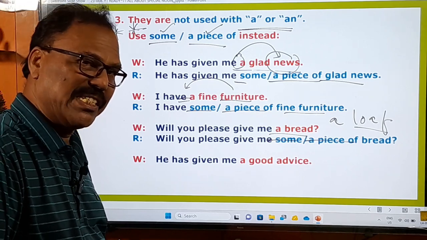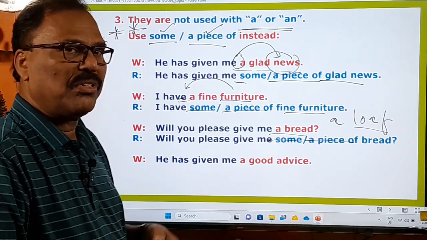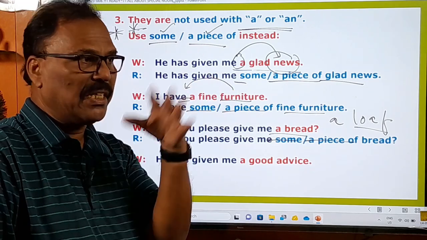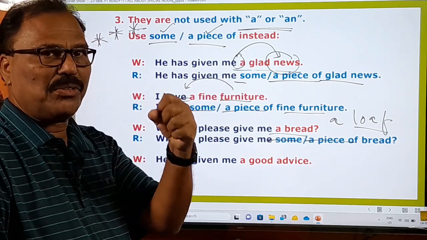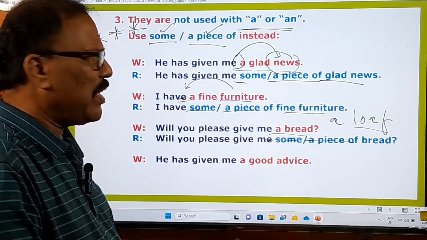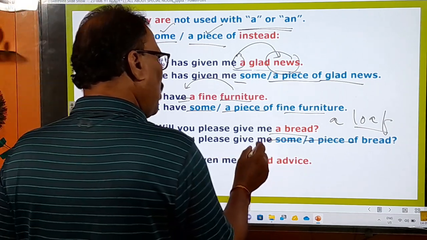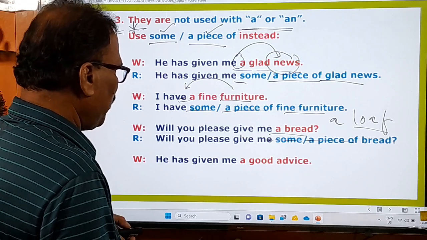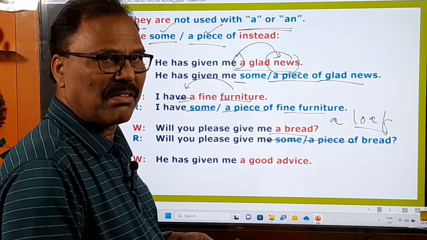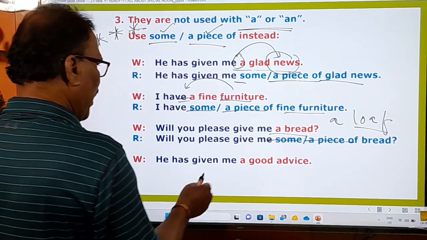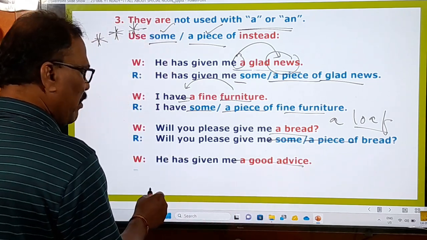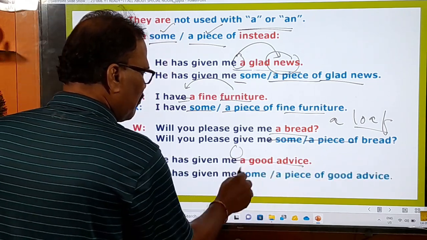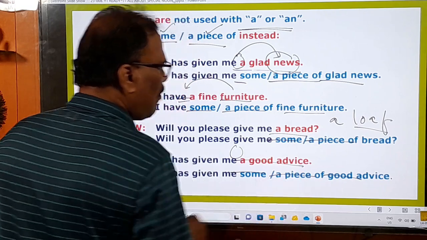Wife, wives. So while talking about the number in the English language, singular number, plural number, I would like to explain all those things to you. Don't worry about that. But keep watching all my videos. You can learn so many things. But unfortunately, people are lacking in patience. Okay. Right. A good advice. He has given me a good advice. Don't say a good advice. Say some advice or a piece of good advice.